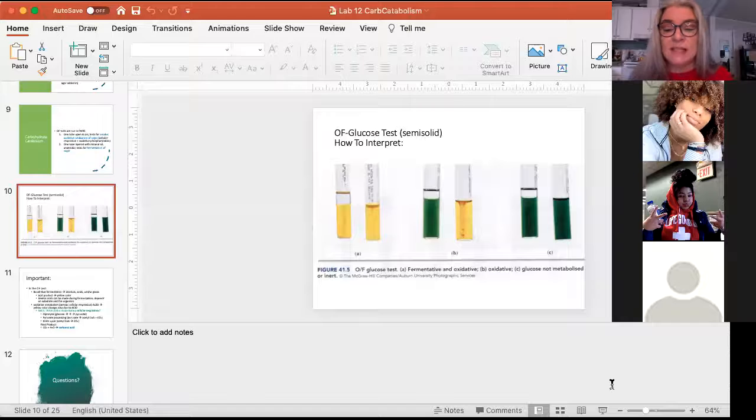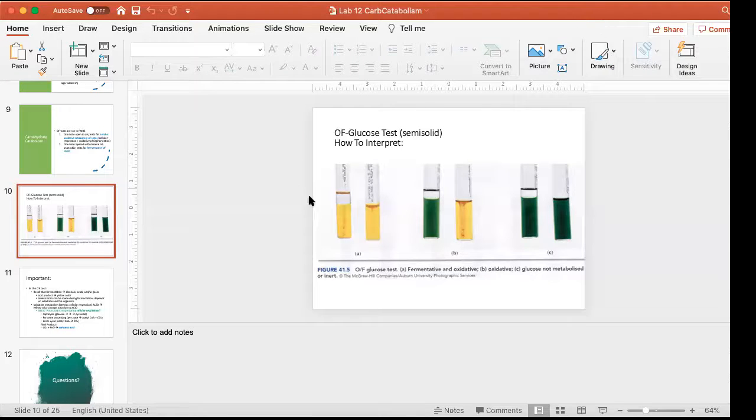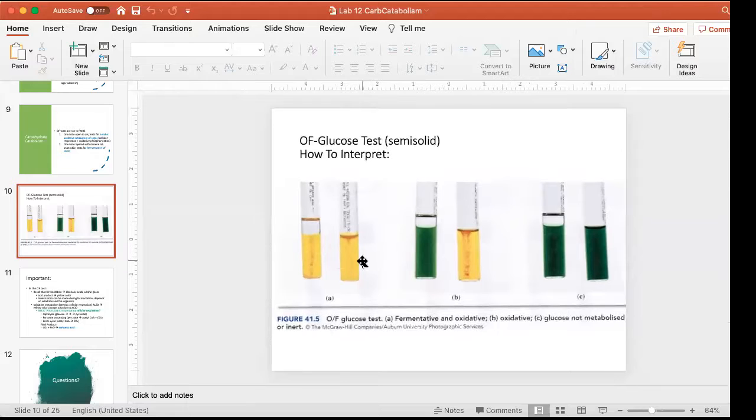If you recall, we said that the OF test is a test that is run in pairs. So we have test tubes filled with OF medium, and we always run 2 for an organism. We run 1 tube that has an exposure to air, and we run a second tube that has a little bit of mineral oil layered on top of the medium to help keep the amount of oxygen in the medium relatively low. Always run in pairs.